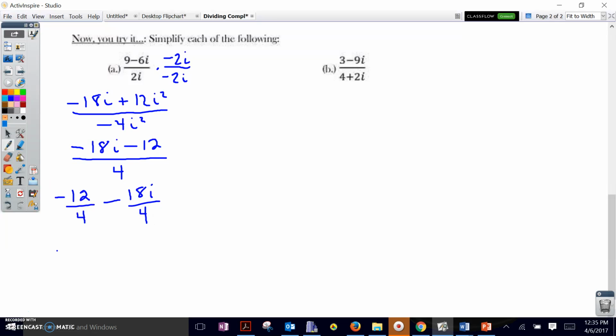We'll reduce these. Negative 12 over 4 is negative 3. Negative 18 over 4 reduces to 9 over 2. And we end up with negative 3 minus 9 over 2i.